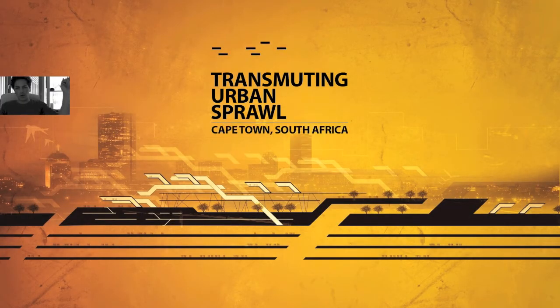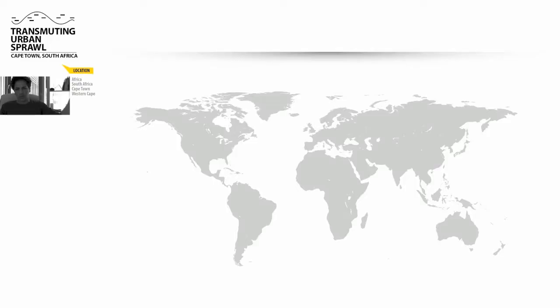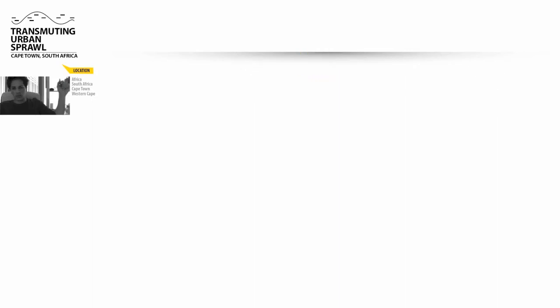Transmuting urban sprawl, Cape Town, South Africa. Cape Town is the second most populous city in South Africa, and it is the capital of the Western Cape. Located on the shore of Table Bay, Cape Town was originally developed by the Dutch, supplying ships to Eastern Africa and India. It became the economic and cultural hub of the South.